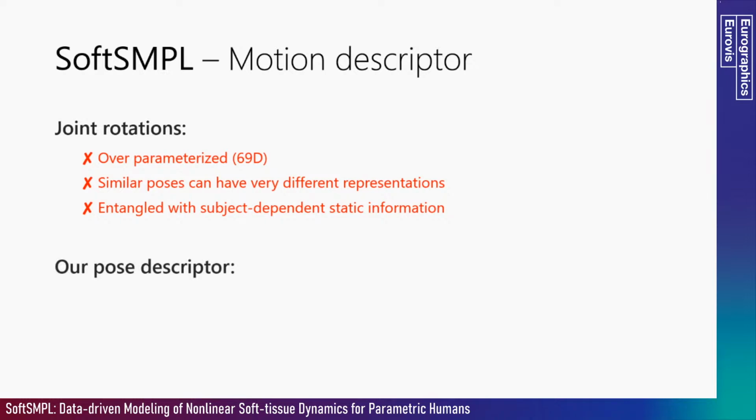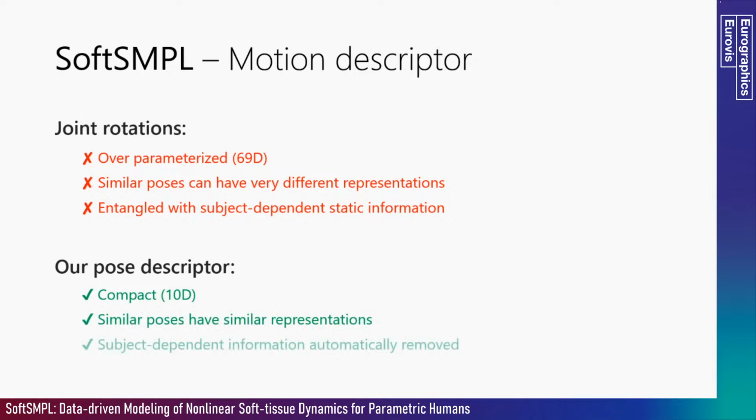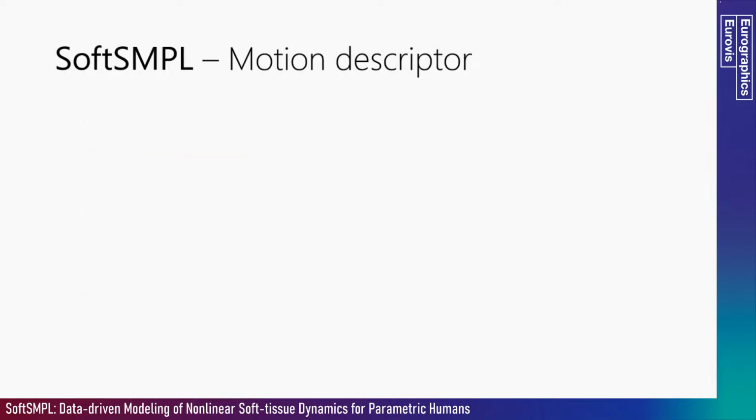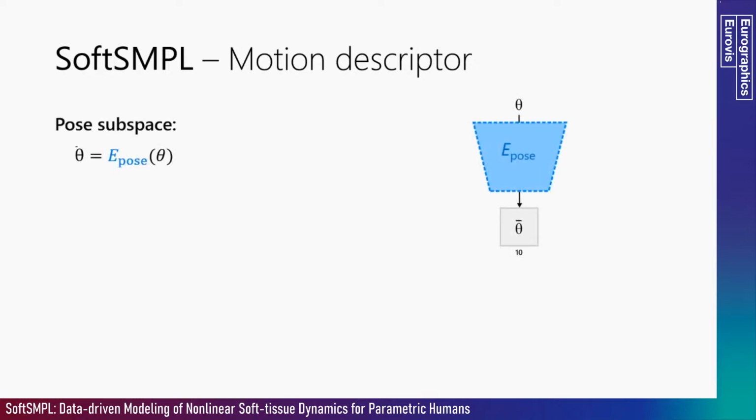In this paper, we propose an alternative pose descriptor that is compact, in which similar poses have similar representations, and subject-dependent information is automatically removed. To build a pose descriptor with these properties, we use a multimodal autoencoder architecture. First, we have an encoder that projects the vector of joint rotations into a low-dimensional pose space.